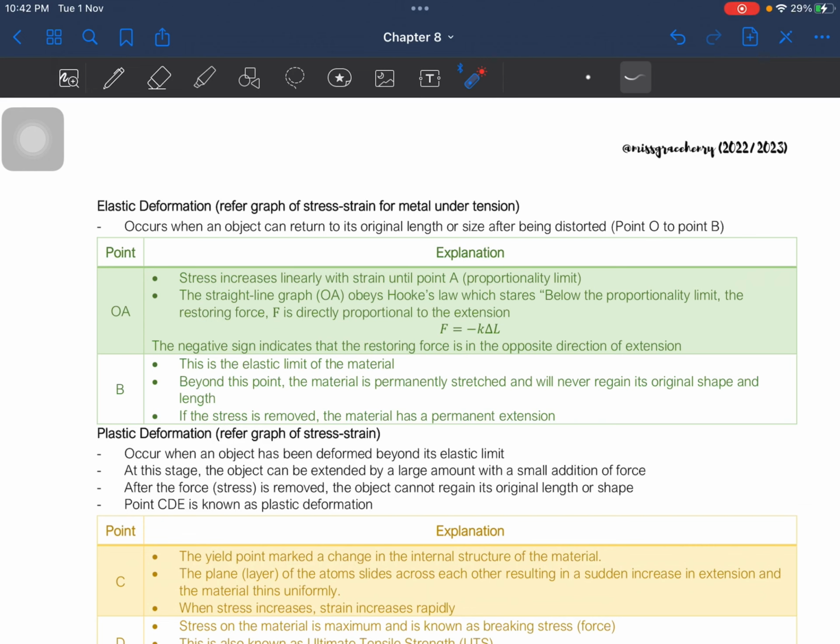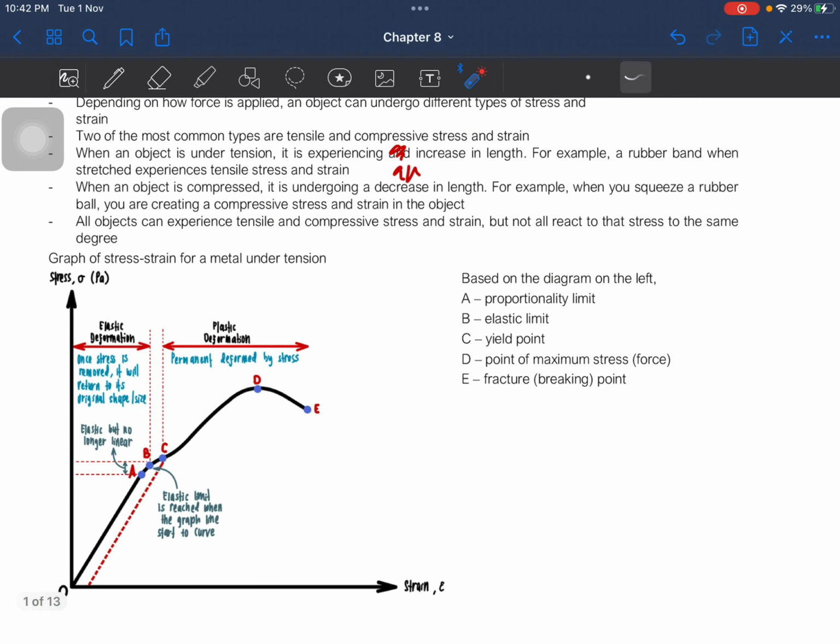Okay, so elastic deformation. We just refer back to the graph. As you read this, it occurs when an object can return to its original length or size after being distorted. So that is from point O to point B. From point O to point A, we can see that the stress increases linearly with strain, until point A.